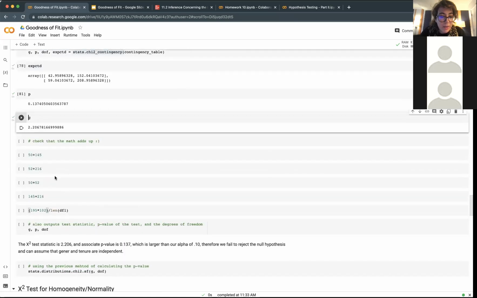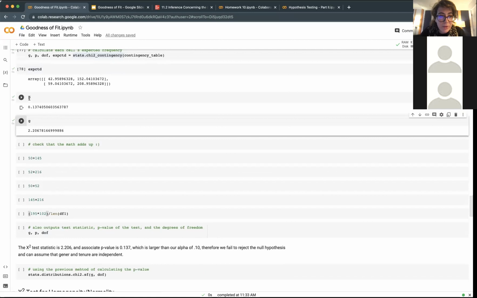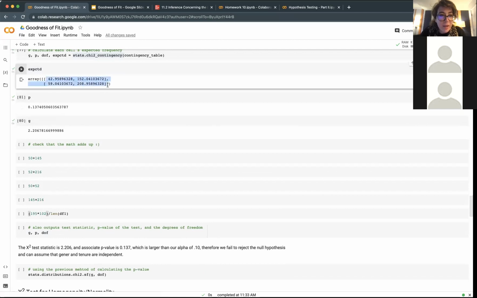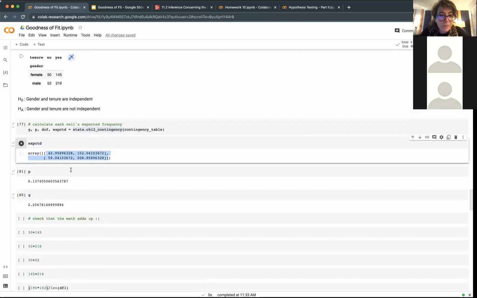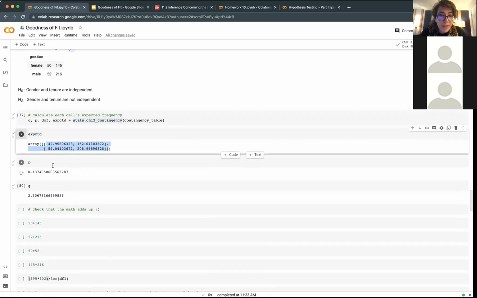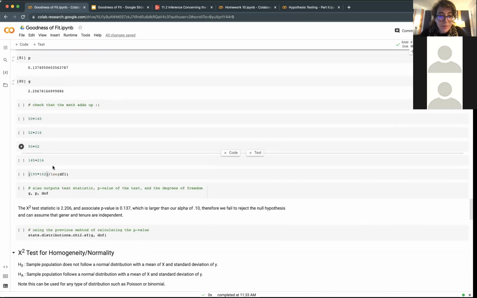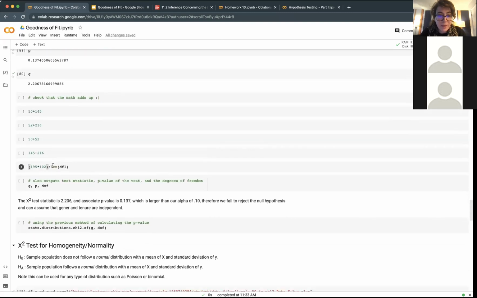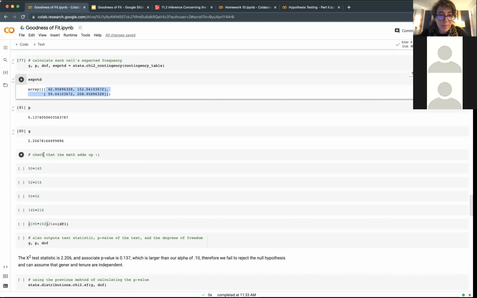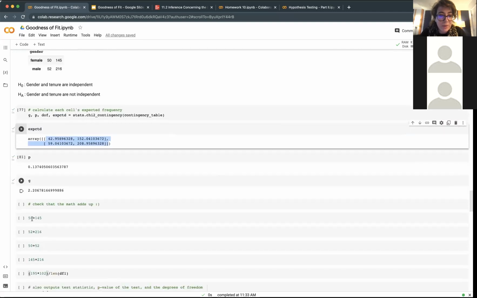So these are giving us the different test statistic values. This is the lower and upper bound of the area that we would see. And these are the expected values given the frequency from this test statistic. And I have this math here that pretty much calculates what we would expect.